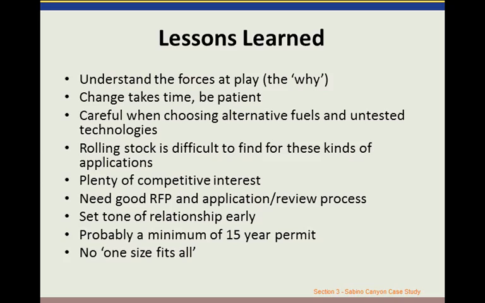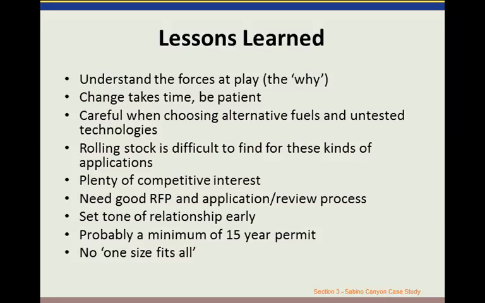So just to wrap it up, lessons learned from my perspective. There are reasons why things are the way they are at a unit. So understanding that why, I think, is very important when you're in the field. You want to do a lot of listening, and you want to do a lot of data gathering, formal and informal. Change can take time.